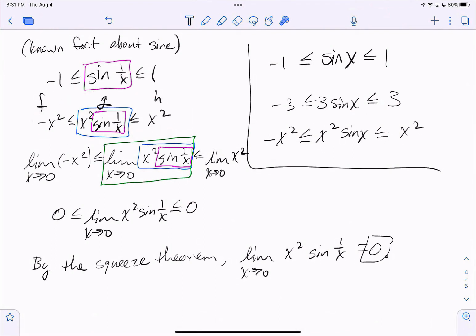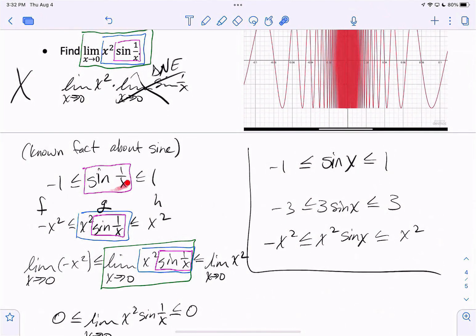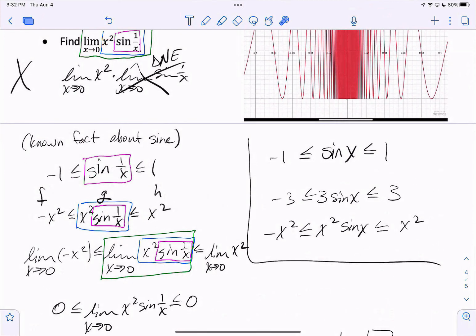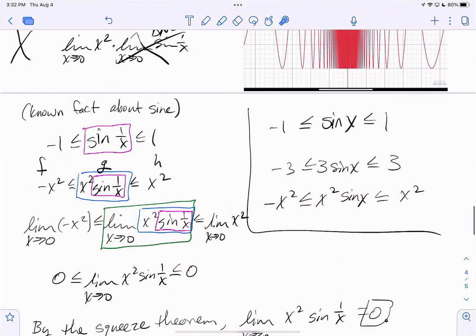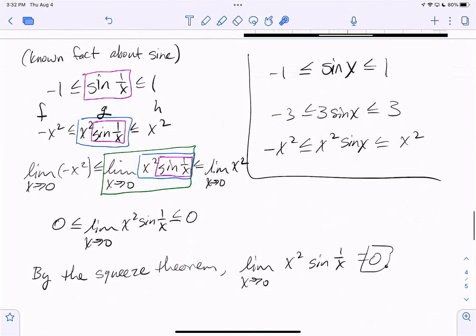So I'll just recap. We wanted to build the limit as x approaches 0 of x squared times the sine of 1 over x. I started with just the sine function. I know that the sine of anything is between -1 and 1. Then I multiplied all three parts by a non-negative value, x squared, right? The reason I chose x squared is because that's the coefficient here inside the limit statement. Then I applied the limit as x approaches 0 to all three parts of the inequality. And I made a direct substitution where I could, which then put the limit as x approaches 0 of x squared times the sine of 1 over x in between 0 and 0. So by the Squeeze theorem, our limit is equal to 0.